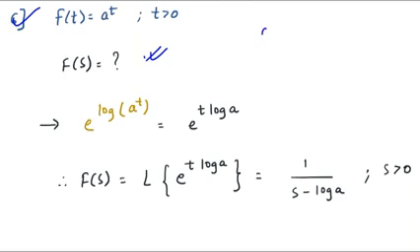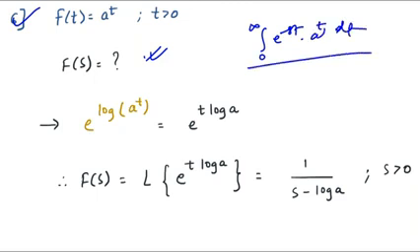Now most of the students will say I will go with 0 to infinity e raised to minus st into f of t, which is a raised to t dt, right? I will solve this integration and I will get the final answer. No problem, you can do that. It is a time taking process. You have to solve this integration and you will get the final answer.